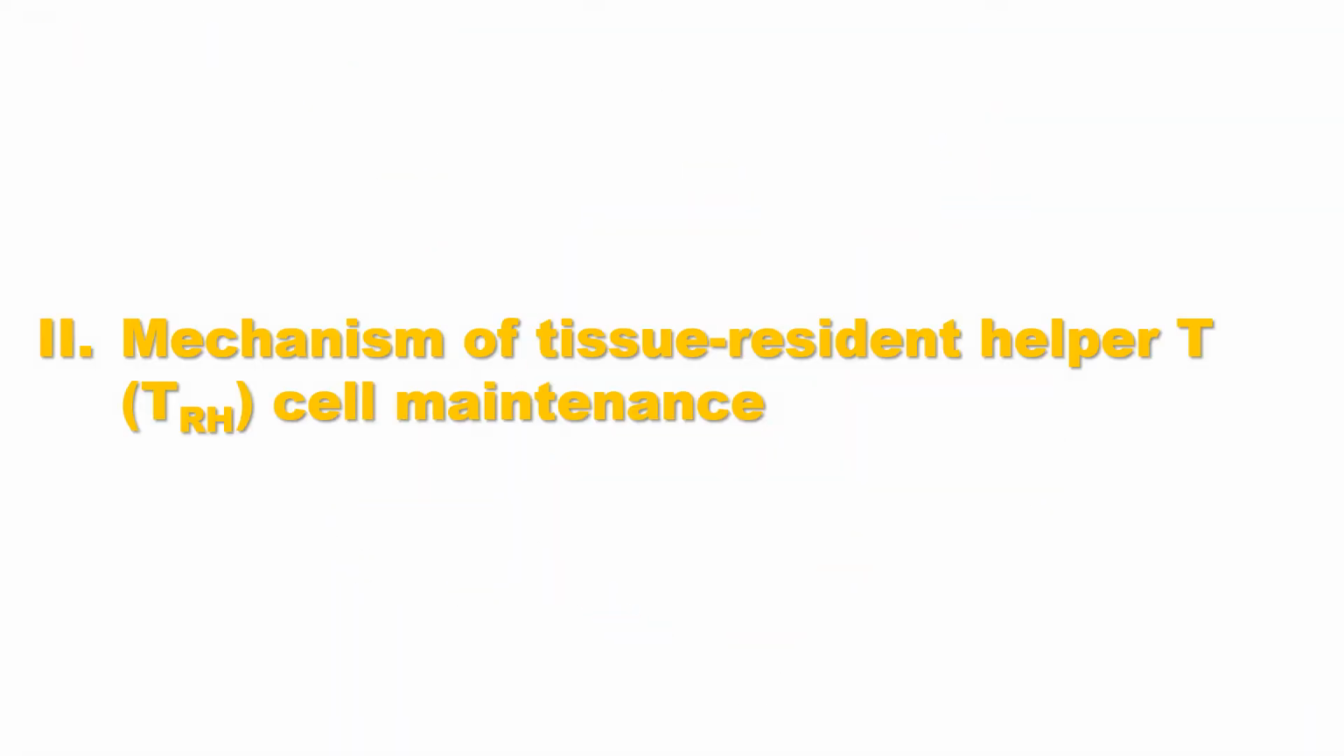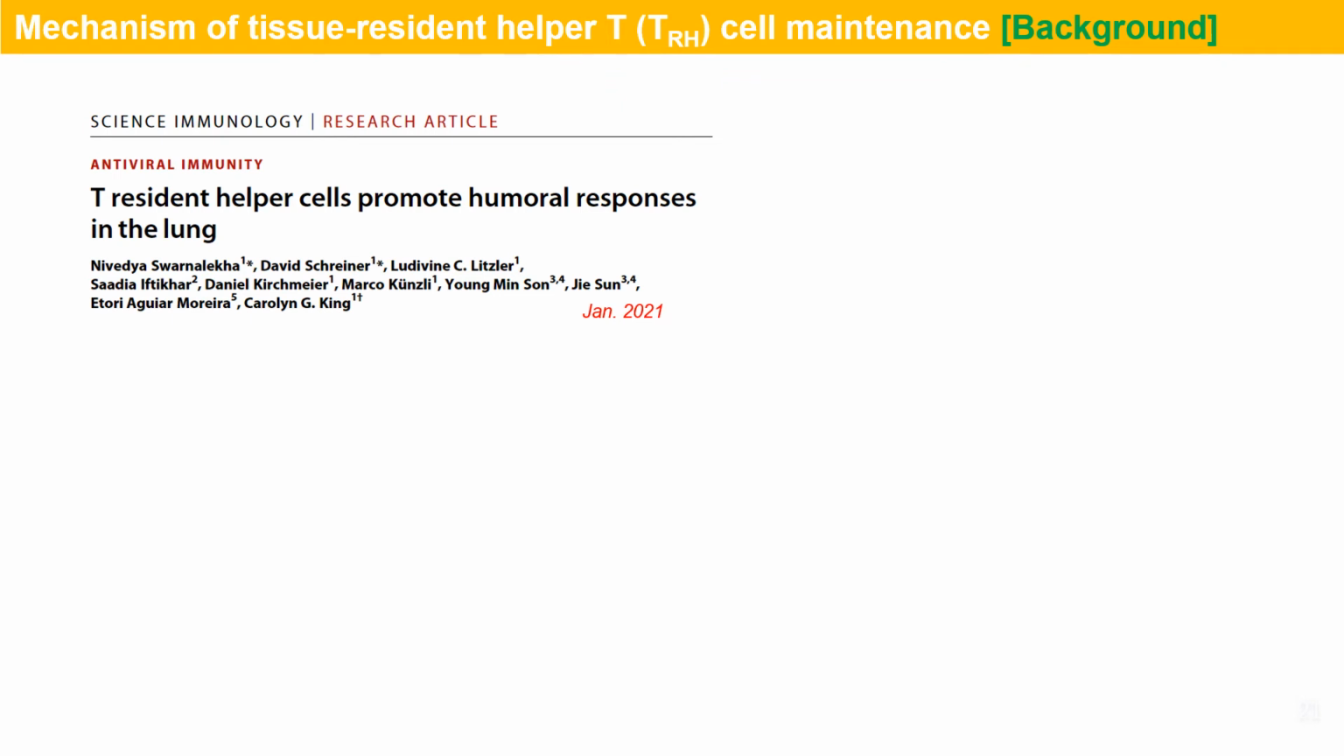Okay, now let's move on to the next section, the mechanism of TRH cell maintenance. These projects are almost done and I am now preparing the manuscript. One of my collaborators, Dr. Carolyn King, published a paper about TRH cells in the same volume of the journal as mine. In this paper, she described that BCL6 positive TRH cells were co-localized with lung B cells, and without B cells or MHC II signaling, the TRH cells were significantly decreased.